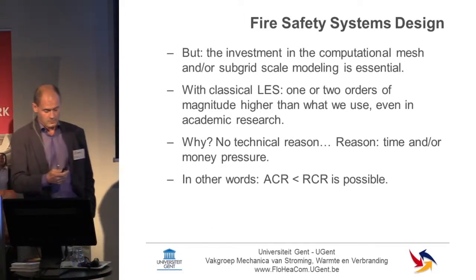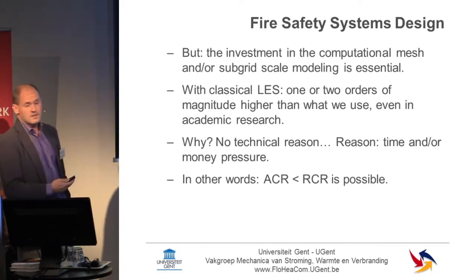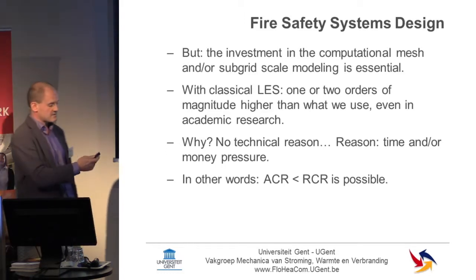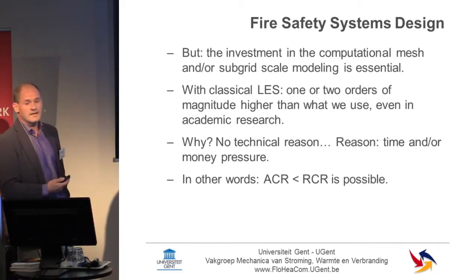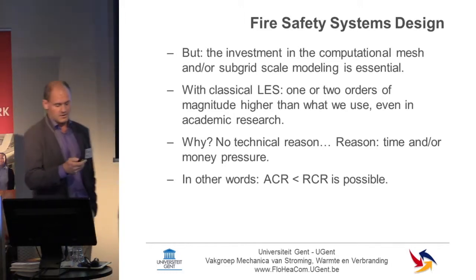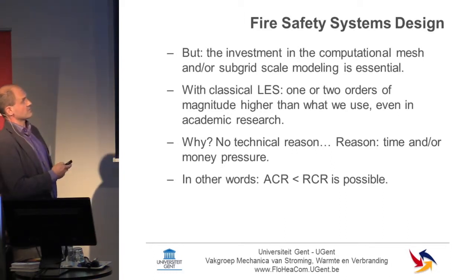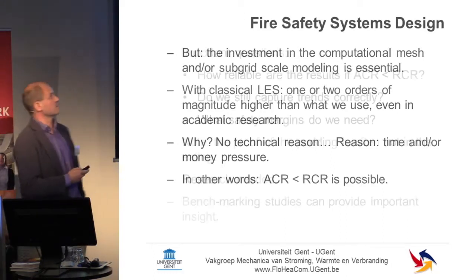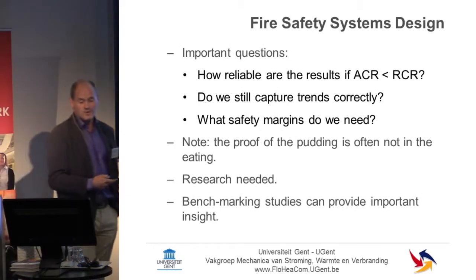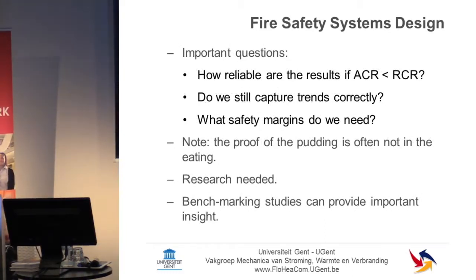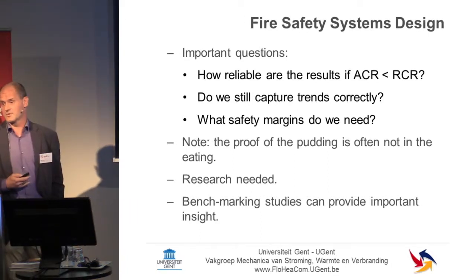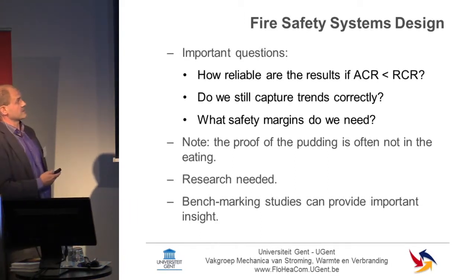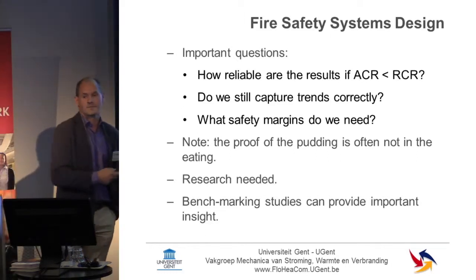In other words, it is safe to say that what we are applying, ACR, A stands for Applied Computing Resources, can be smaller than what we need, the required computing resources. Now, how serious is this? How much of a drawback is this? How reliable will these results be if we're in such a situation? Have we identified the trends, and what are the safety margins that we need to apply to our computational results?